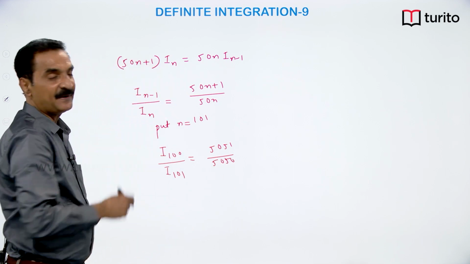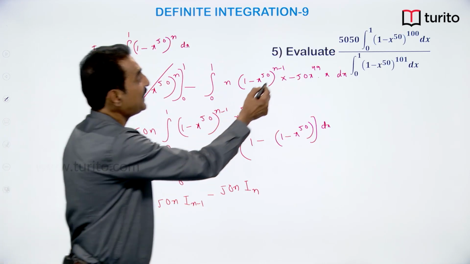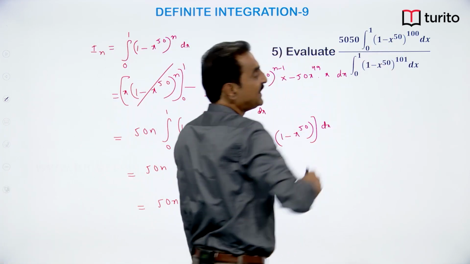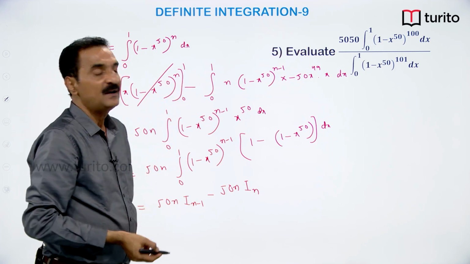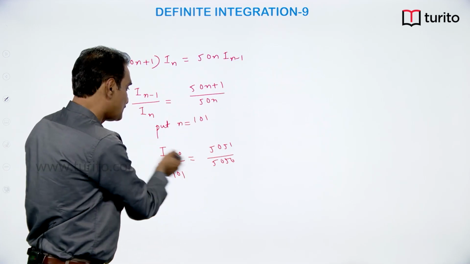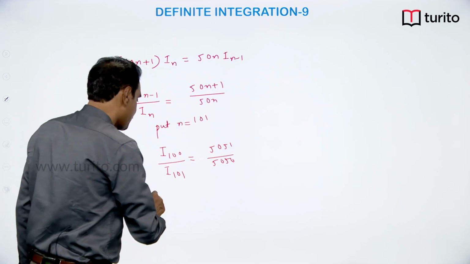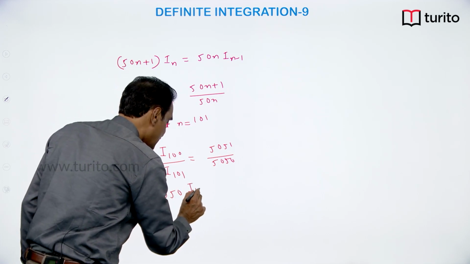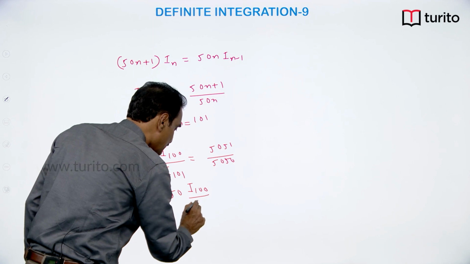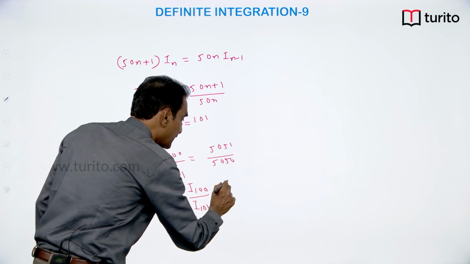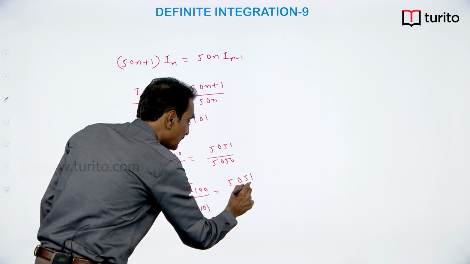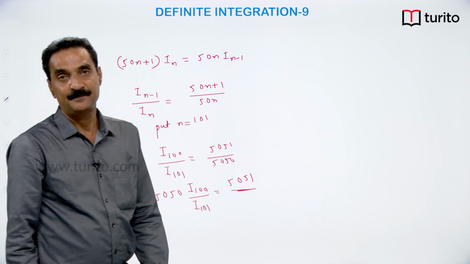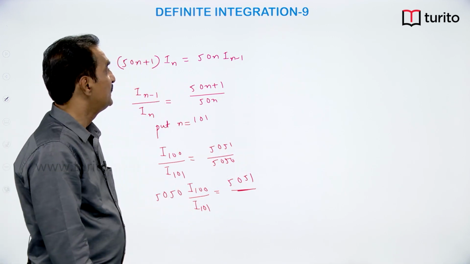Then cross multiplying, what is the given question? 5050 into I_100 by I_101. So, cross multiplying this, what will we get? 5050 into I_100 by I_101 will be the answer. 5051 is the answer. Okay. Next question.